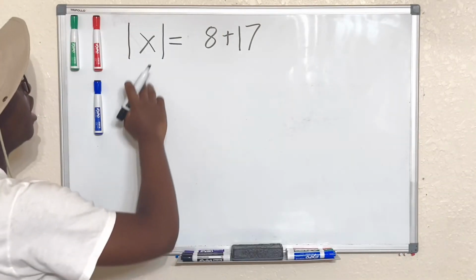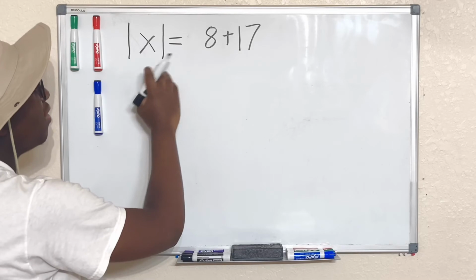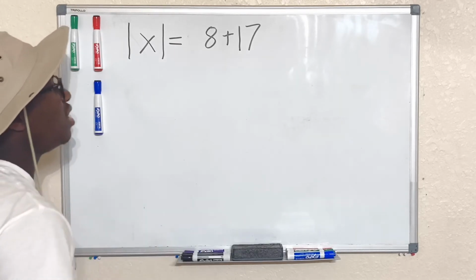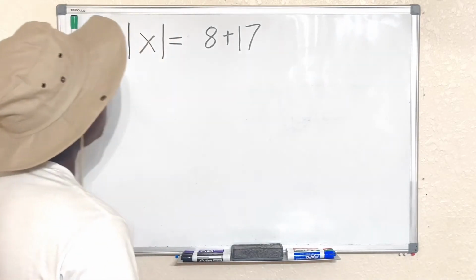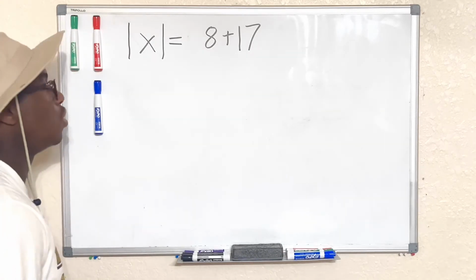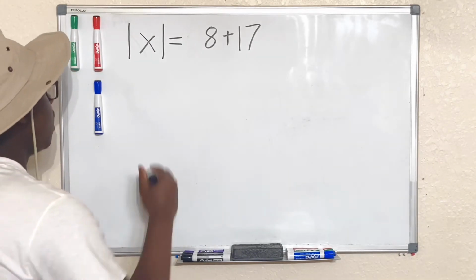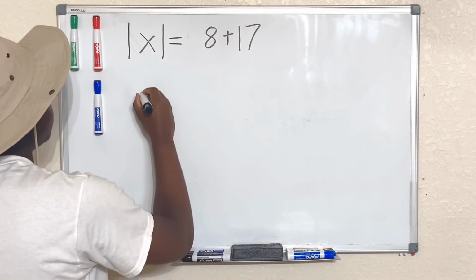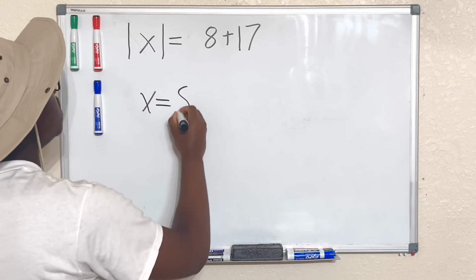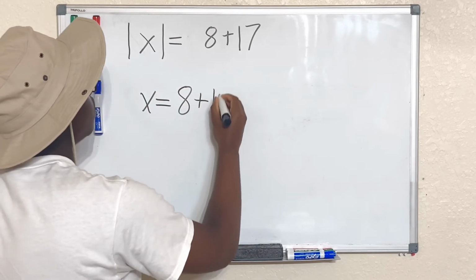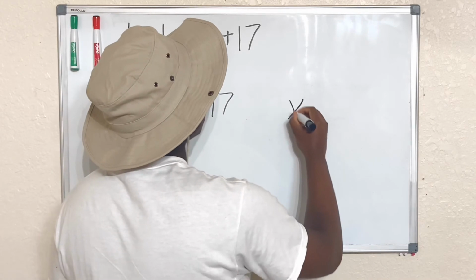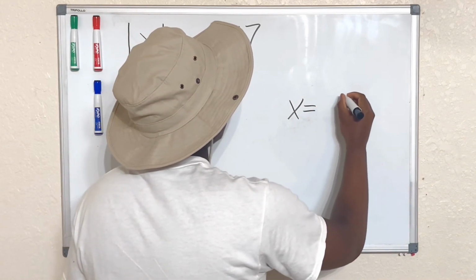So now we have the absolute value of x is equal to 8 plus 17. So what is the answer here? I'll give you a couple seconds, or you can pause the video. All right, so we have x is equal to 8 plus 17. And we have here x is equal to 8 plus 17.